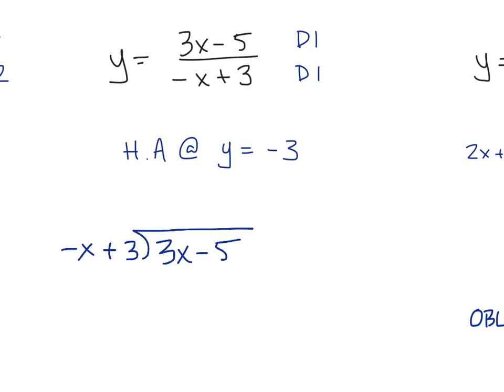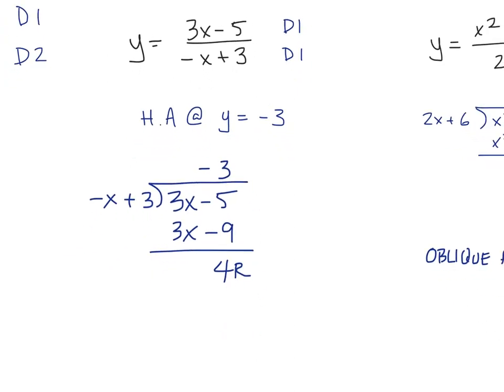The first thing we ask: what times negative x gives us 3x? The answer is negative 3, right? Then I multiply that out. That gives us 3x minus 9. And I can subtract. So negative 5 plus 9 gives us 4, a remainder of 4. So our division statement tells us 3x minus 5 over negative x plus 3 is going to equal our quotient, which is negative 3, plus our remainder, which is 4, over our divisor, negative x plus 3.